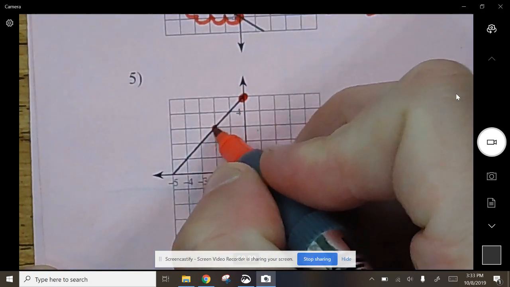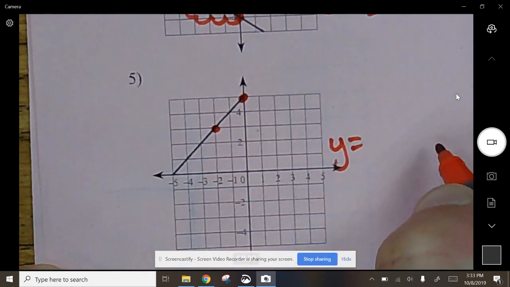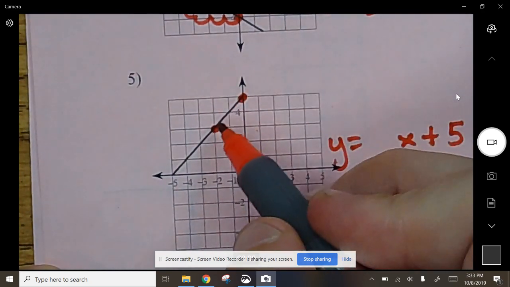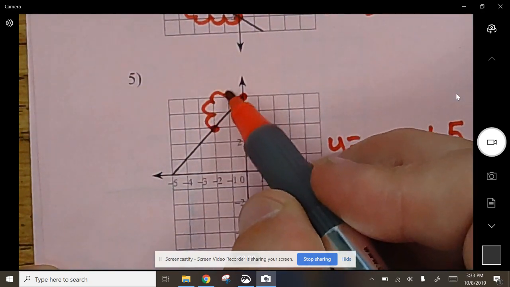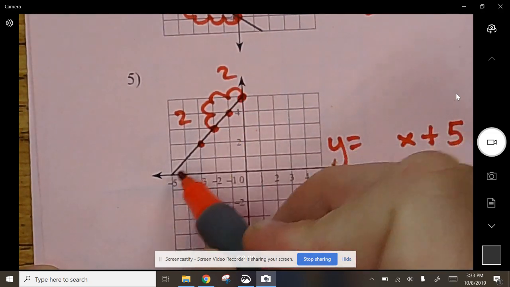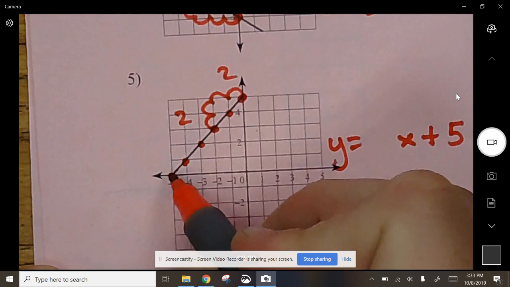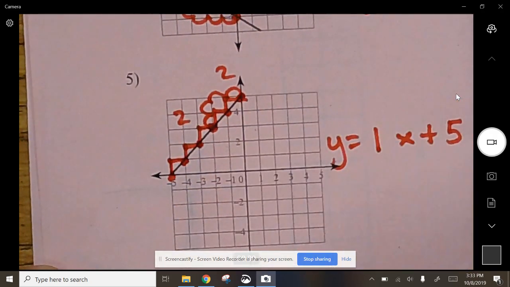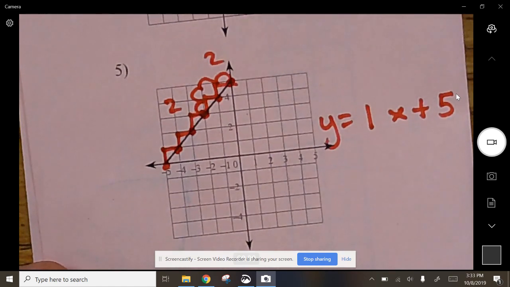All right, number 5. That's a point, and that's a point. Y equals plus 5. There's an x in my equation. Now let's figure it out. Up 1, up 2, over 1, over 2. Oh, wait a minute, there's a point there, and a point there, and a point there, and a point there. So is it up 1 over 1, up 1 over 1? Do you see my stairwell? So up 1 over 1 could be 1 over 1, it could be 2 over 2, it could be 5 over 5. All of those equal 1 whole.